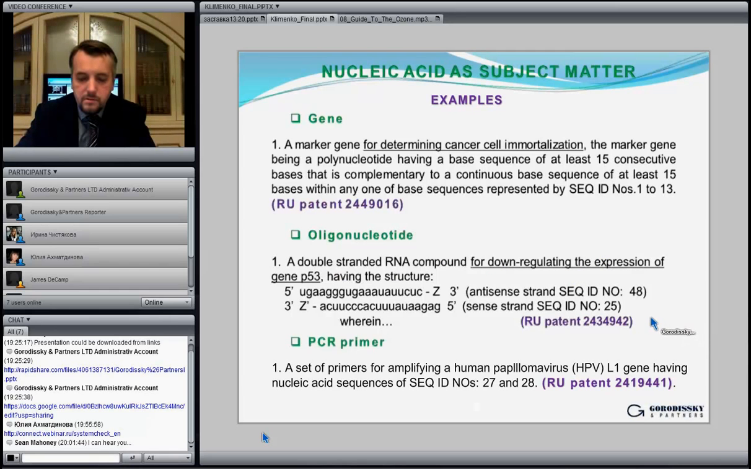And finally, a set of primers for polymerase chain reaction, another example. And in this case, these primers are used to fish out a gene which is relevant for cervical cancer, I believe. And again, it is a set of primers for amplifying this particular gene, and the sequence information is here. Stands for the structural features.